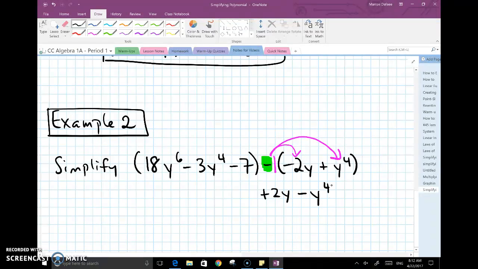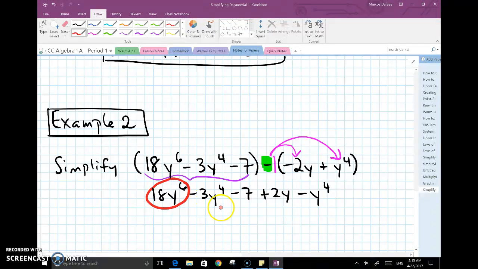Now all this over here will just drop straight down because we haven't done anything with it yet, while we were waiting to distribute the negative 1. So this is now 18y to the 6th, still negative 3y to the 4th, still negative 7. And now I can go ahead and try to pair things up. Again, I want to look for like terms and then draw pathways to them. This 18y to the 6th power doesn't have any other term that I will combine with. So I will circle it, because I know I need to include it in the answer, but there's no pathway for it.